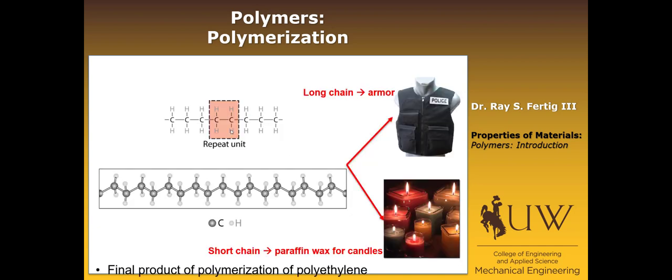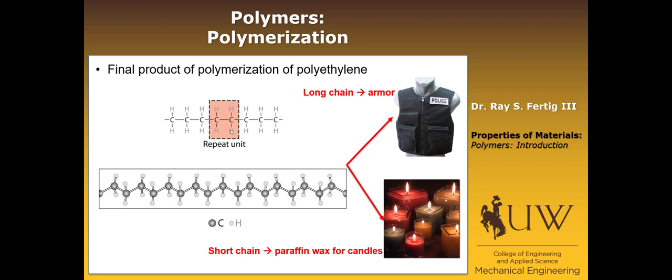And then the final product of polymerization of polyethylene is what you see here, this repeating chain unit, just like I showed you in the very first slide. So there's our repeat unit, and it forms these chains. And if you look at it in 3D, there's our carbon atoms, and then we have hydrogen atoms kind of spiking off of them in this fashion.